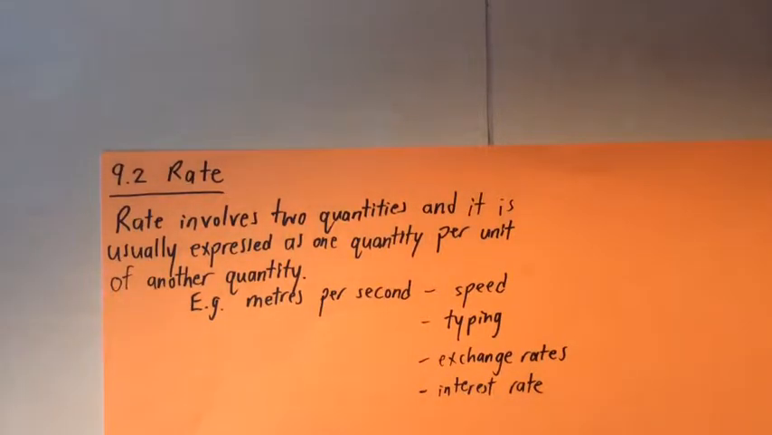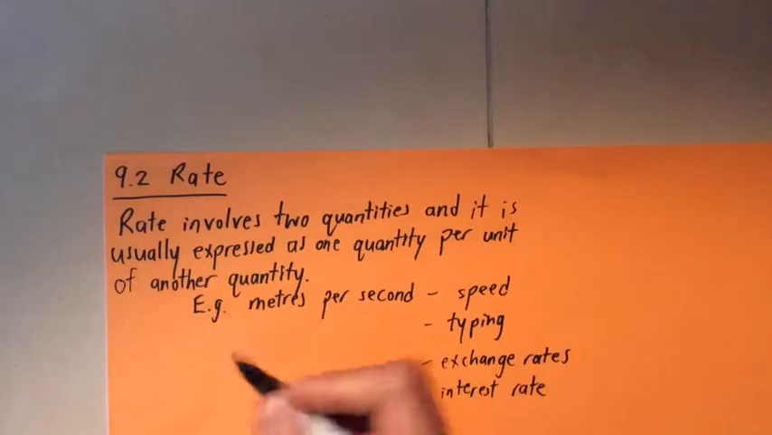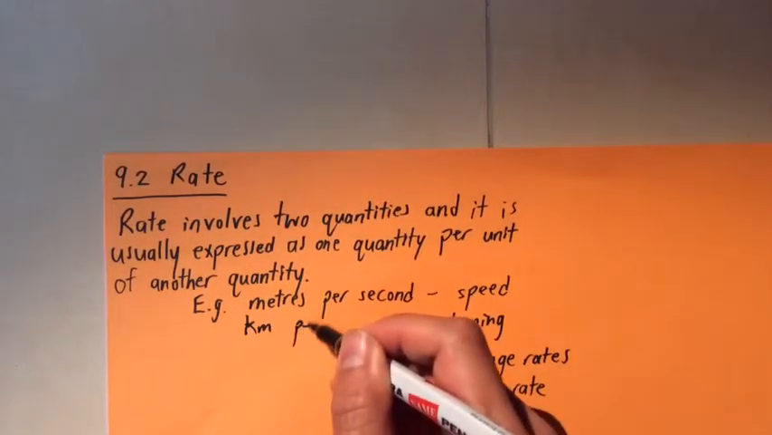Hello, class. For today, we're going to be learning about rates. Now, I'm sure you guys already know what we mean by rates. The most general and simple definition is that a rate involves two quantities and it is usually expressed as one quantity per unit of another quantity. For example, when we talk about speed, we can talk about meters per second. Or we can also use other units too, like kilometers per hour.